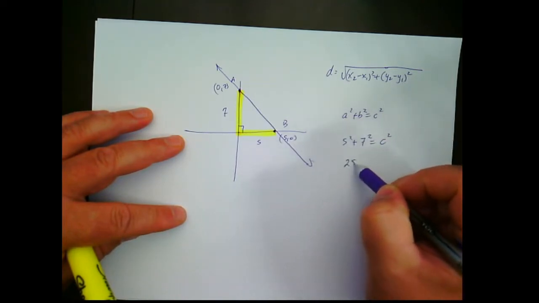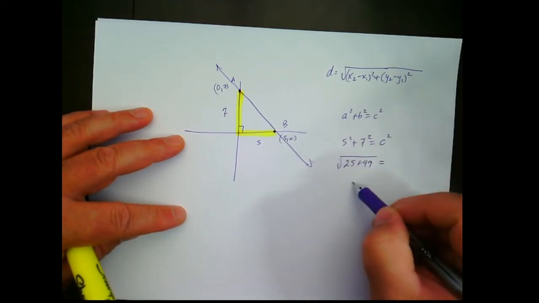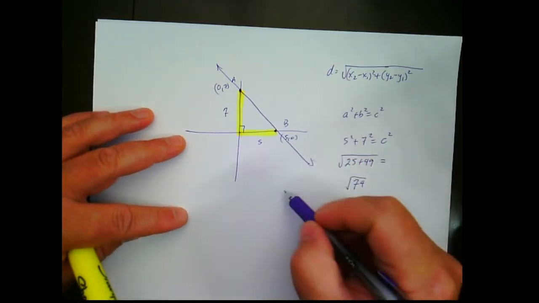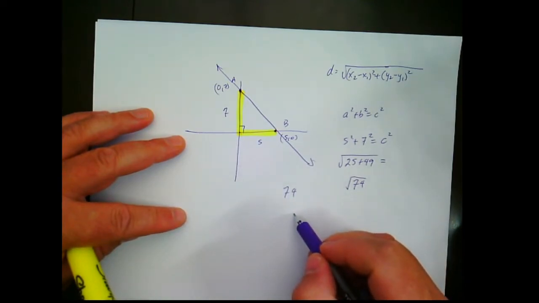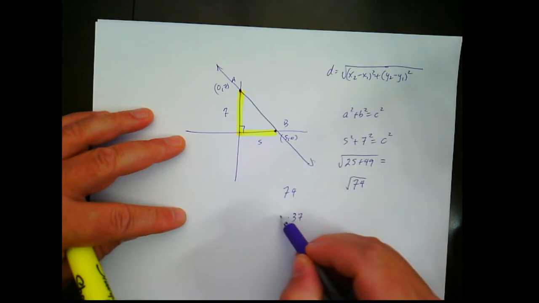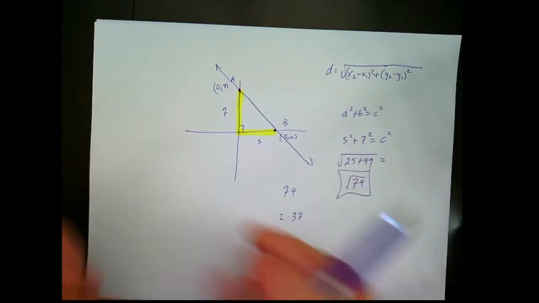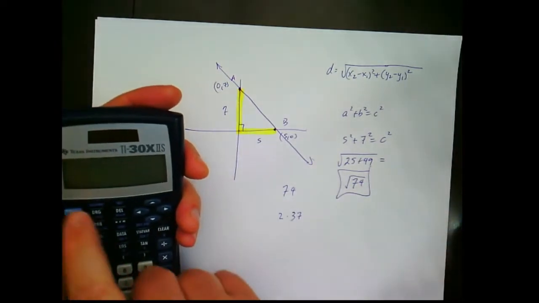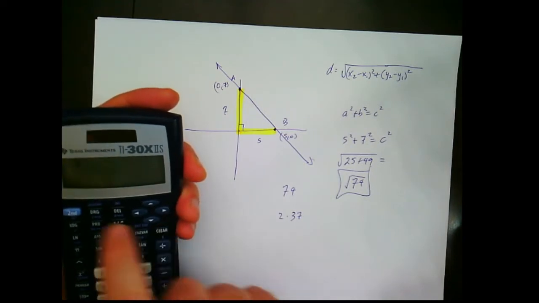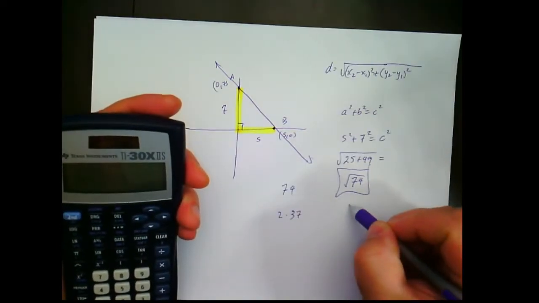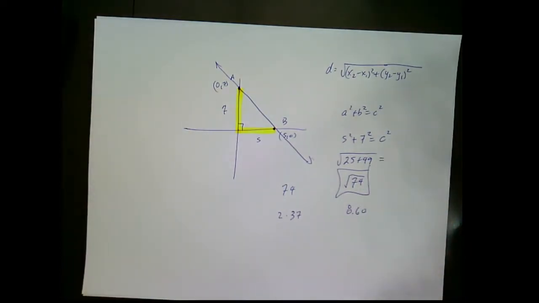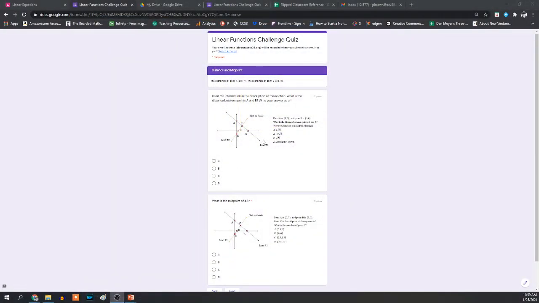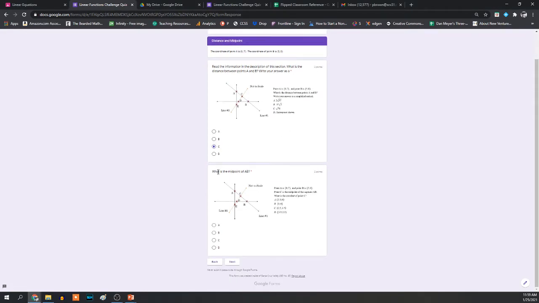So 25 plus 49 is equal to the distance. That's the square root of 74. Now 74, you divide that by 2, you get 37, so this is a simplified square root. I think the answer says you leave your answer as a simplified radical, so that's our answer right there. If we wanted to use our calculator, it would be about 8.60, correct to 3 significant figures. But this one says to leave it as a simplified radical, so root 74. All right, midpoint of AB is C.